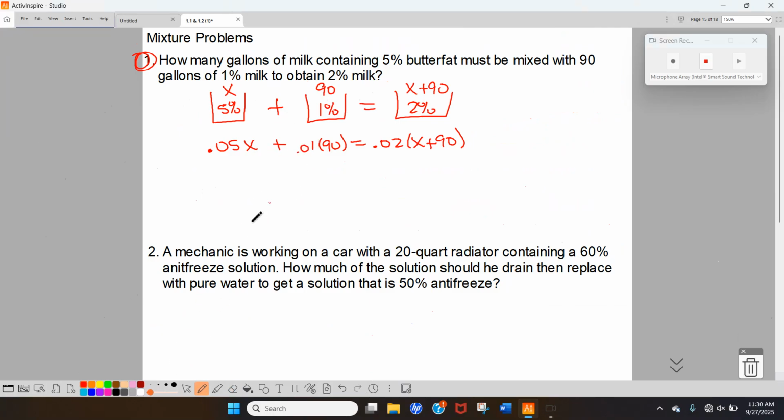All right. So your statement about your variable is you would say let x equal gallons of 5% milk, or 5% butterfat, not milk, 5% butterfat. All right, so 0.05, which I believe is whole milk, by the way. Just for those of you that like to know where these things come from.